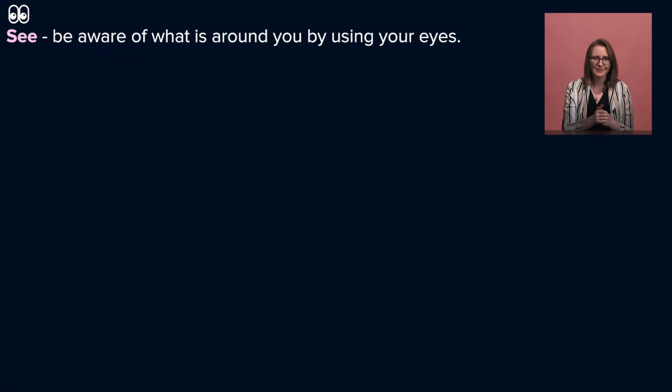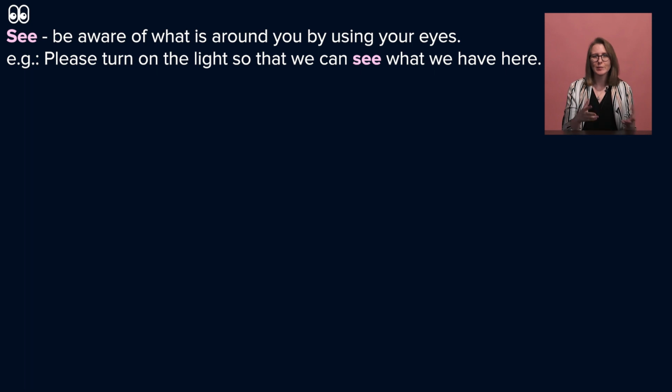Guys, the most general verb to use for your eyes is see. It means to be aware of what is around you by using your eyes. For example, please turn on the light so that we can see what we have here. We don't use prepositions after see.